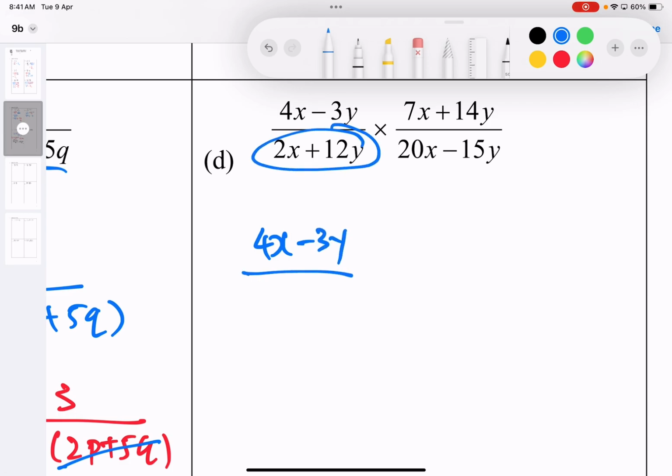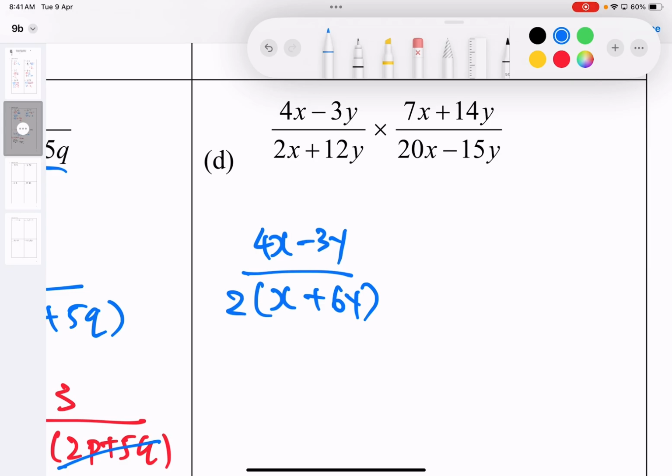Let's look at the denominator here. 2 and 12. Is there anything that I can possibly factorize? 2, good. If I factorize out 2, what am I going to be left with? x plus 6y, correct? Because when I factorize 2, it means that I divide this by 2. So what is left is just x plus 6y.